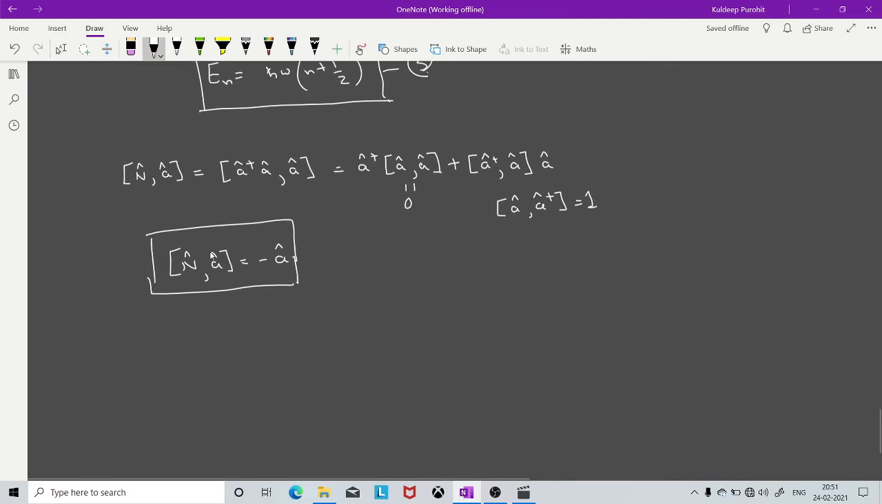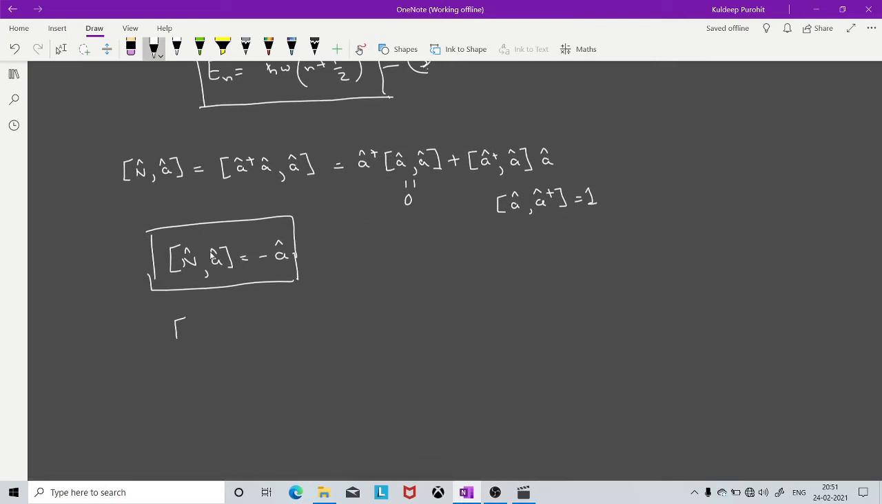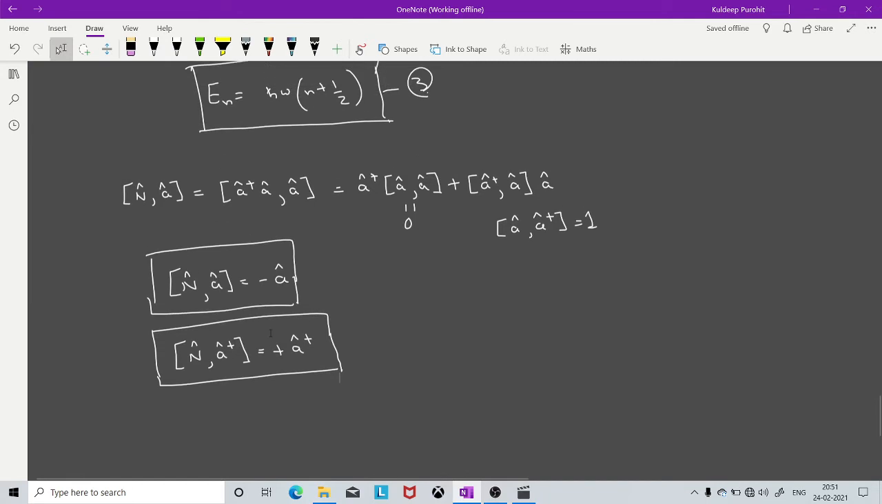And similarly you can also derive the commutation relation of n with a†. Here you will get positive a†. Okay, so these are the two important relations.